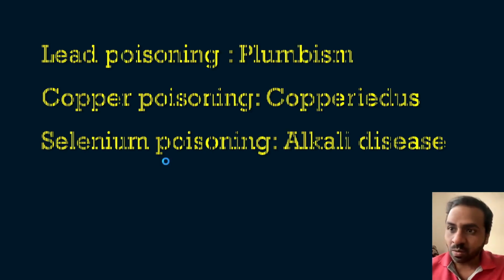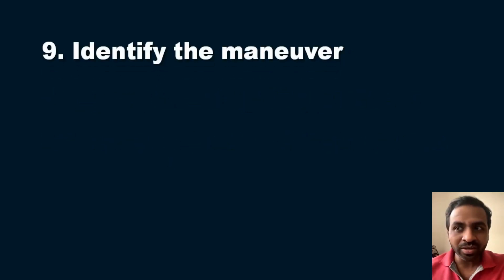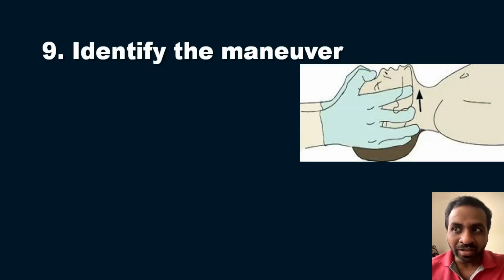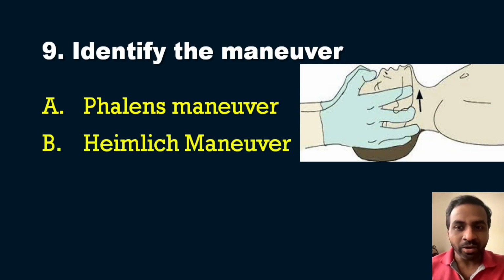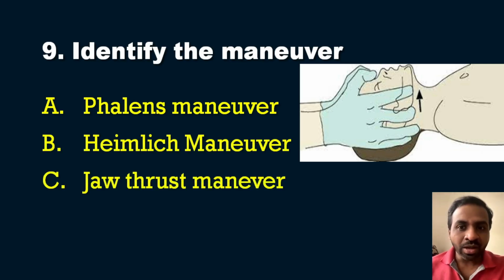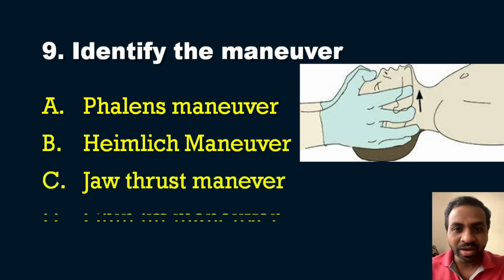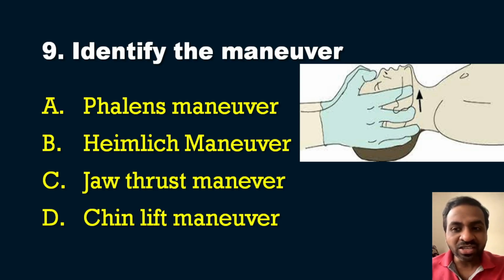Now we will move on to the 9th question in our series, and this is a picture based question. The question is, identify the maneuver I have shown in the picture. Don't be confused with the maneuver while answering. Your options are: the first option is Phalanx maneuver, the second is Heimlich maneuver, third is jaw thrust maneuver, and option D, chin lift maneuver. You will be slightly confused, but you can answer this question very easily. So identify the maneuver.